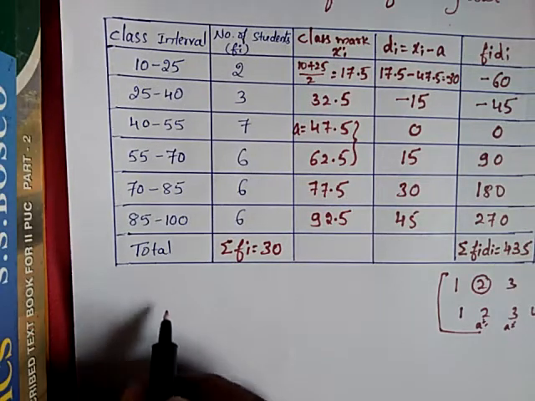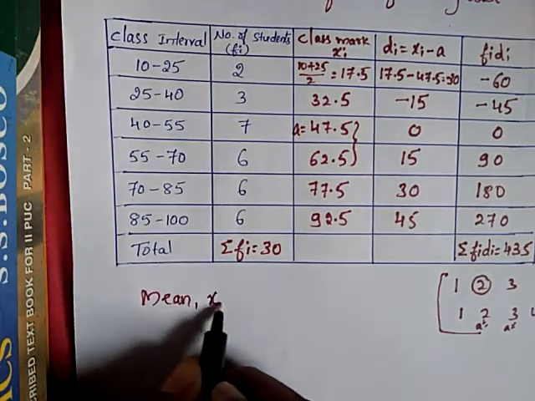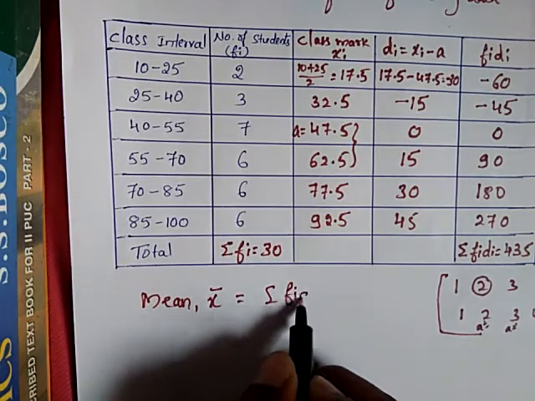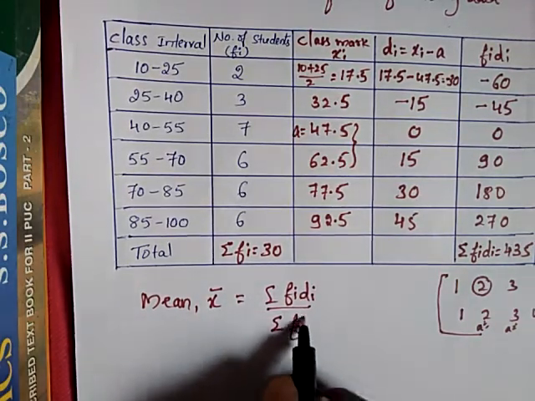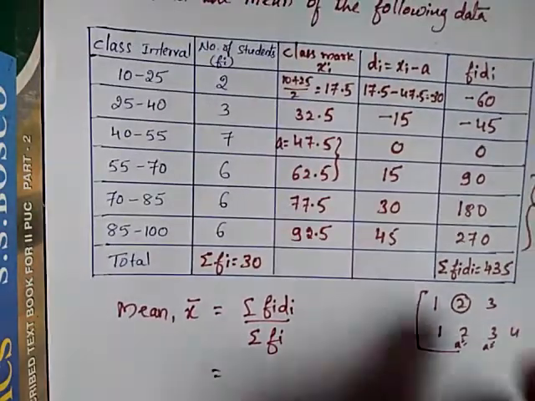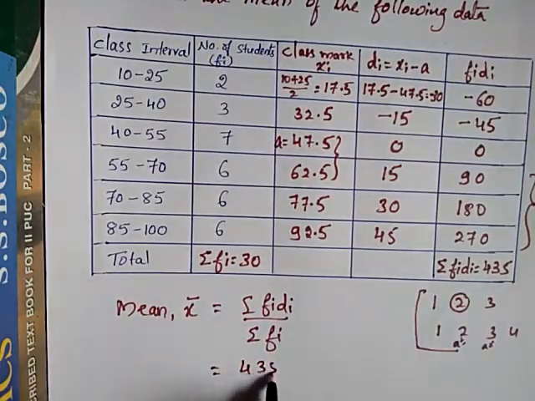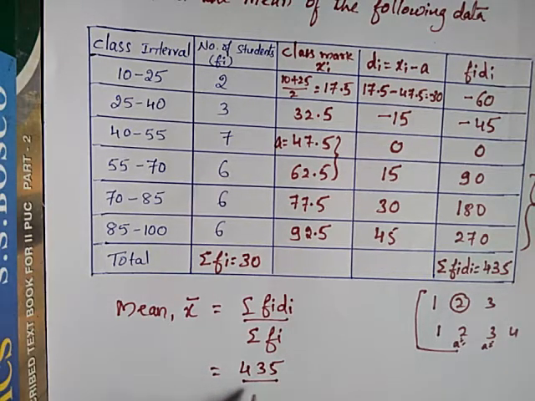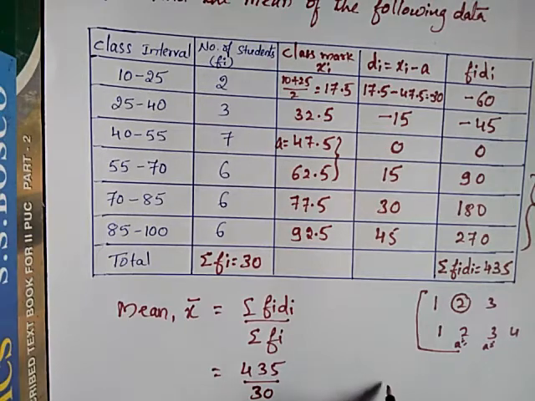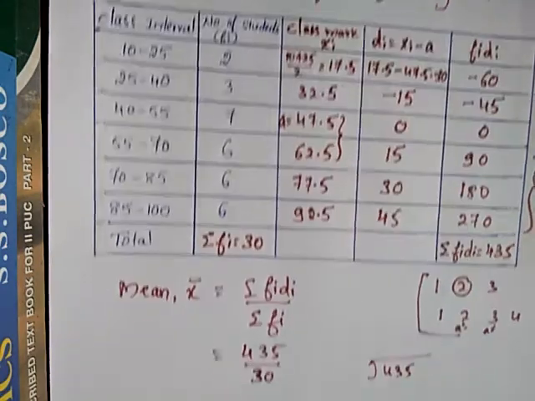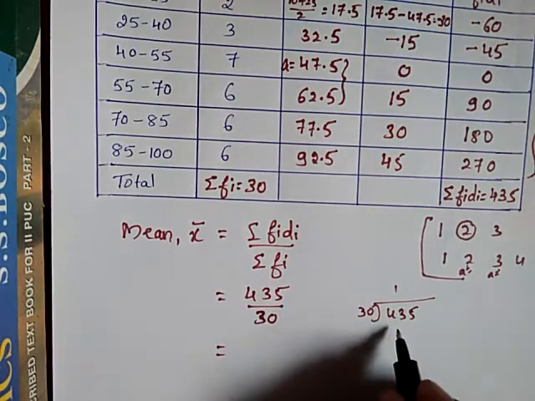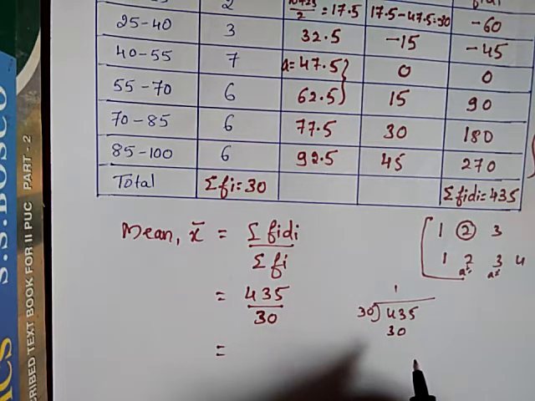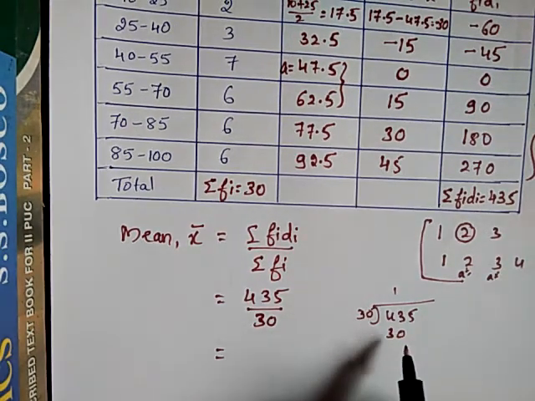Okay, now we know the formula. Mean is denoted by x bar, which is equal to summation fi di divided by summation fi. So what is summation fi di here? Summation fi di we got here is 435, divided by summation fi, which is nothing but 30 here. So if you divide this, what will it be here?